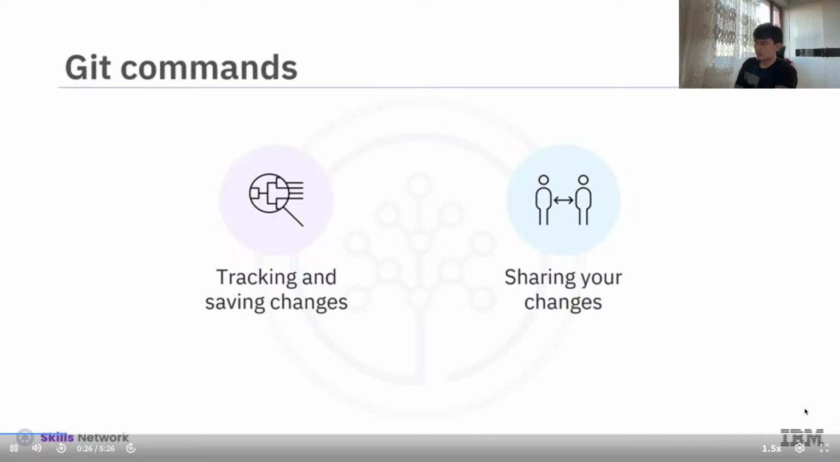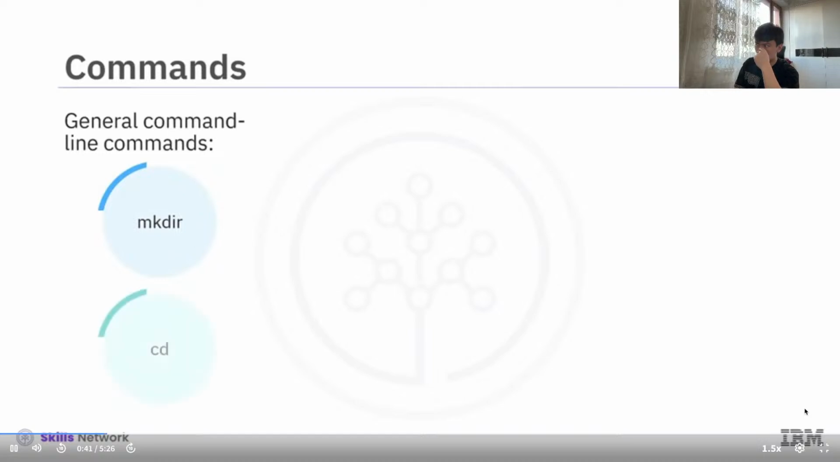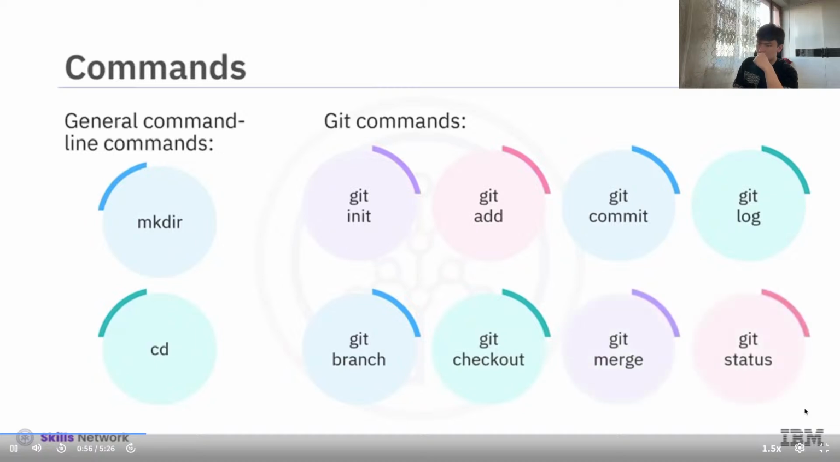Typically, many of these activities are performed through the web interface. Command line interface, or CLI, is another option to perform these activities. Let's consider a scenario to understand some general command line commands, such as mkdir and cd, that can help in smooth functioning of the project. We will also discuss some basic Git commands, such as git init, git add, git commit, git log, git branch, git checkout, git merge, and git status.